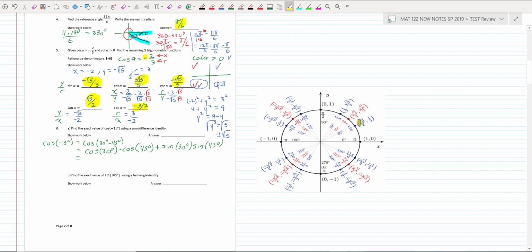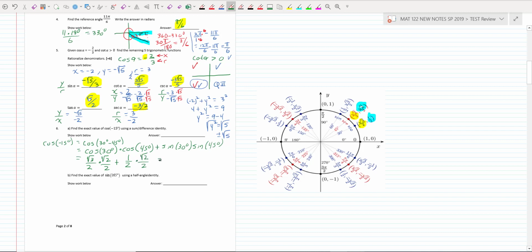So 30 degrees, cosine is root 3 over 2. Cosine of 45 is root 2 over 2. So we would end up having square root of 3 over 2 multiplied by square root of 2 over 2. And then plus, of course, we've got to do the sine. The sine is the y value. So there's the values of the sines. The sine of 30 would be 1/2, and the sine of 45 would be square root of 2 over 2.